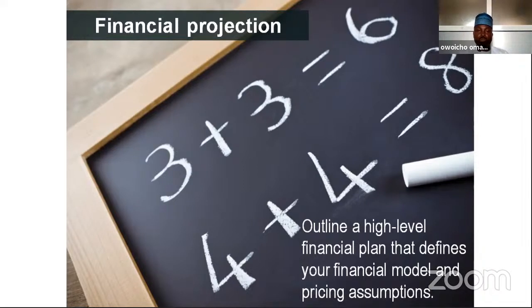So we want to see at the end of this year what it will look like, at the end of next year what it will look like, at the end of third year what it will look like. Then give us your projected income statement. Projected income statement is a statement of all your revenue and expenditure. So you show us your revenue, you show us your expenses.